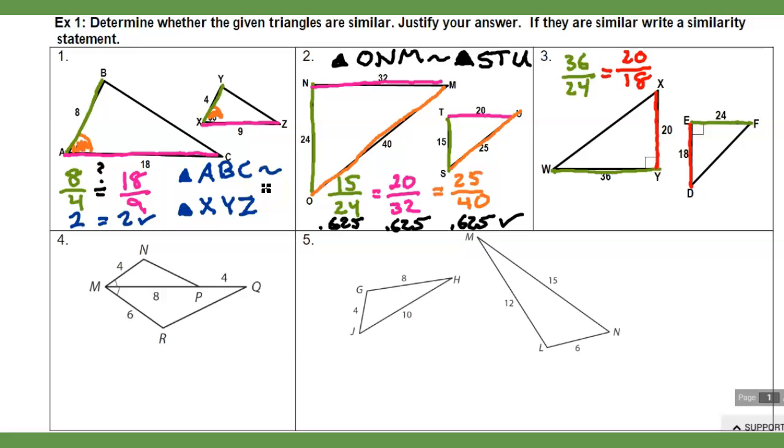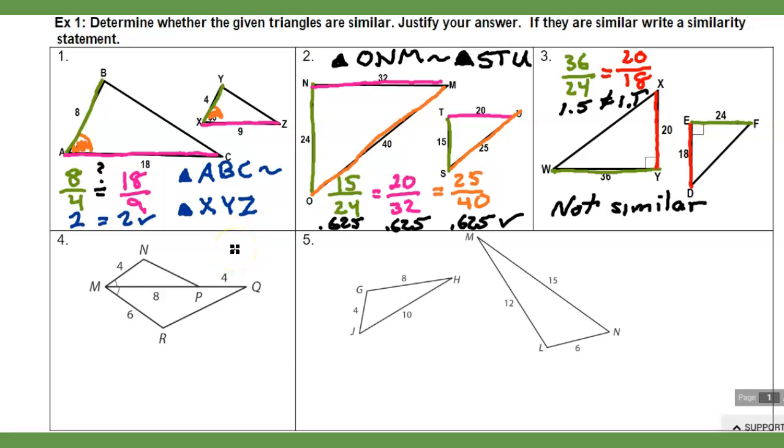36 divided by 24 is 1.5, right? Okay. And 20 divided by 18 is 1.1 repeating. So these are not the same, so we'd say not similar. Of course, if they're not similar, we're not going to write a similarity statement. We're not going to write one of these, right?